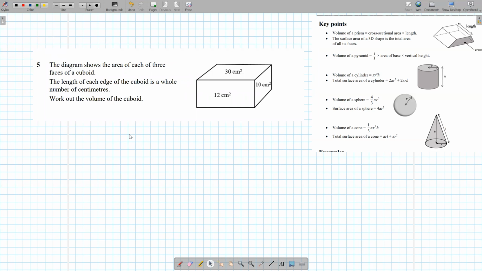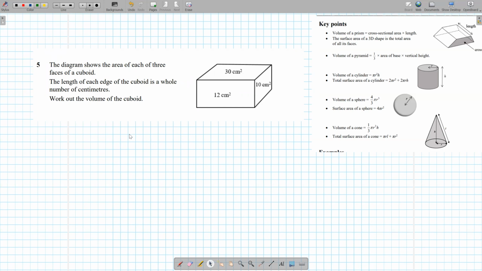Now, if they asked us for surface area, this problem would be very simple. We just add all of them up and double them, right? But they are not asking us for the surface area. They're asking us for the volume. And this is where you have to kind of think outside the box.